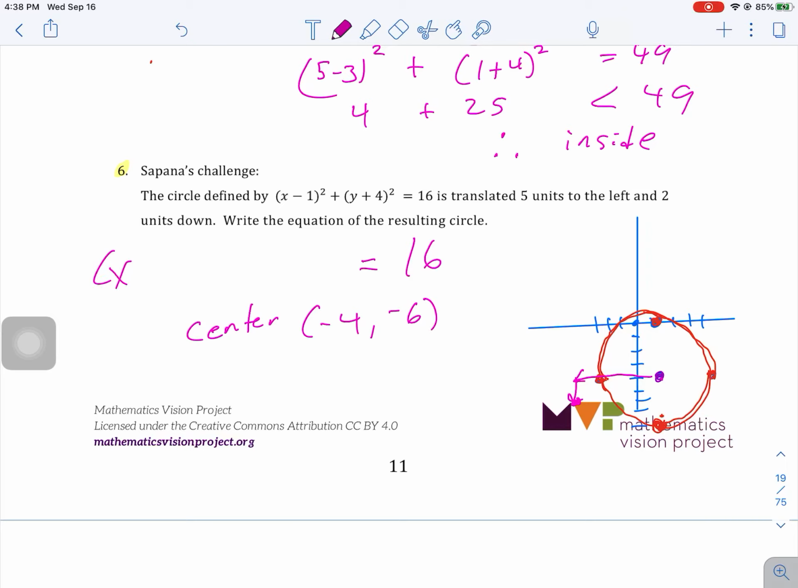So my equation is x minus -4, or x plus 4 squared, and y minus -6, which is y plus 6 squared. And that should be my circle after the translation.